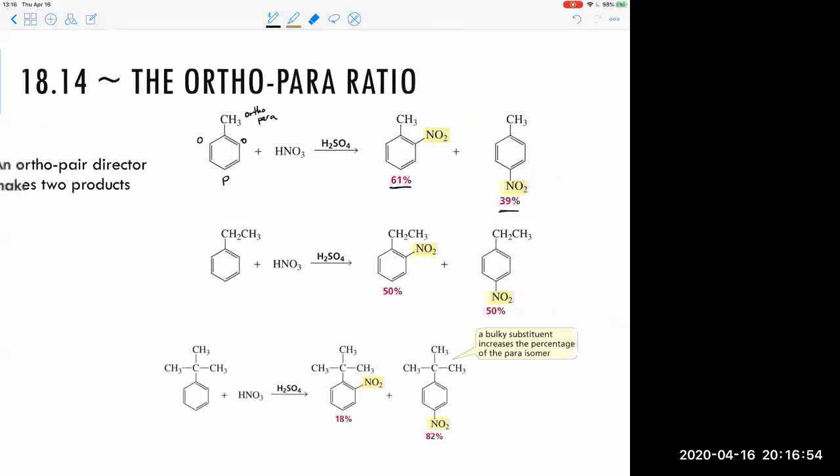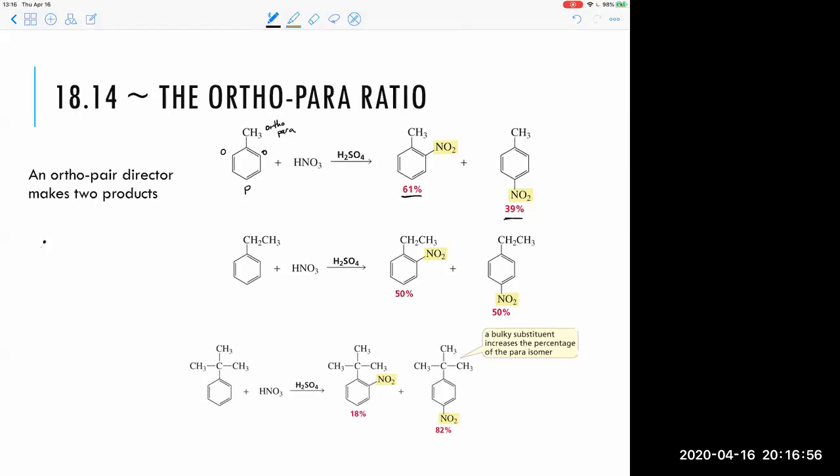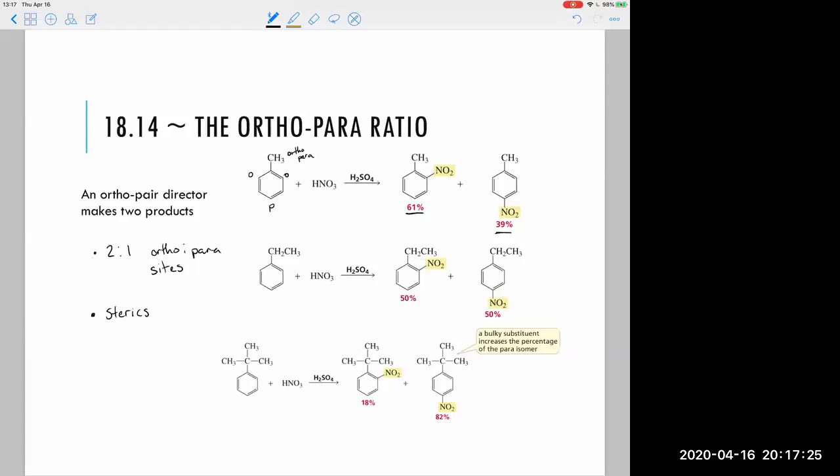Okay, so there are two main factors you have to worry about. The first one is the 2-to-1 ortho to para sites. That's the fact that you have more ortho sites, so if this is a numbers game, you'd expect more ortho products. And the second factor is sterics. That's what's going to influence our ratio.